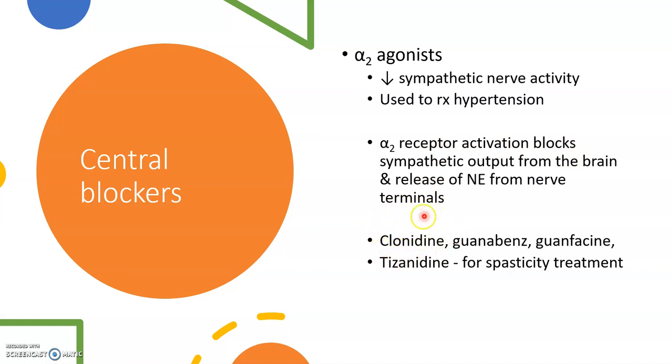If you still remember, we mentioned clonidine in the adrenergic agonist talk, so it's coming back here: clonidine, guanabenz, guanfacine. And then we have tizanidine, which is used for treatment of spasticity, for example for cerebral palsy patients who are spastic and in pain. They need to be given something for their spasticity. An example is tizanidine.